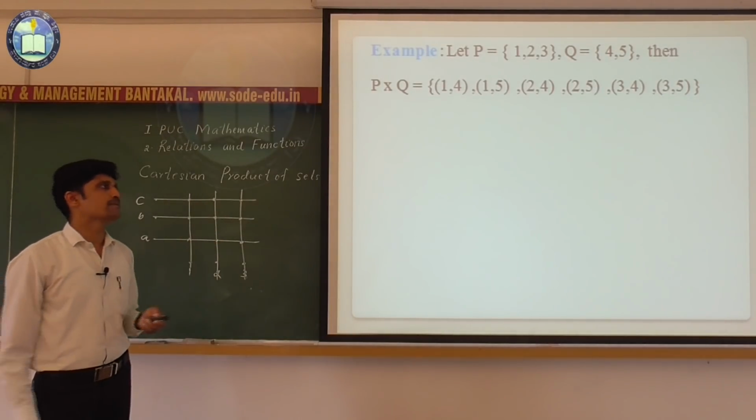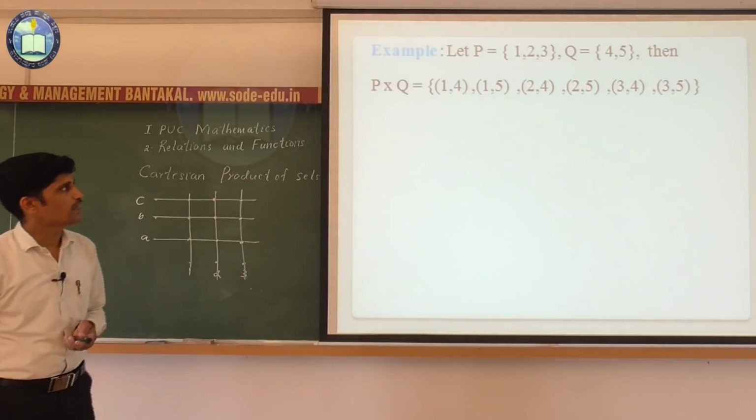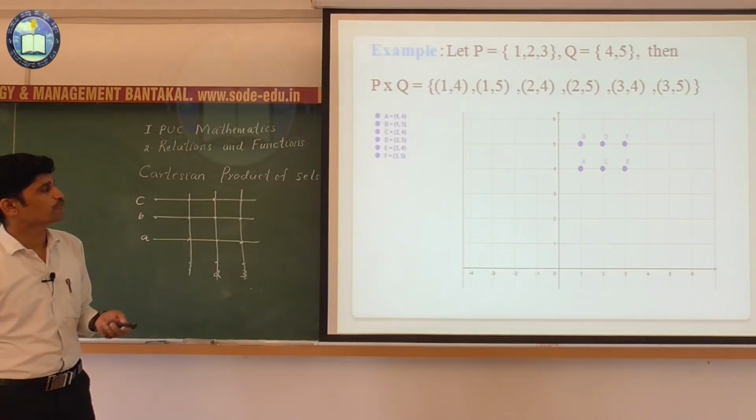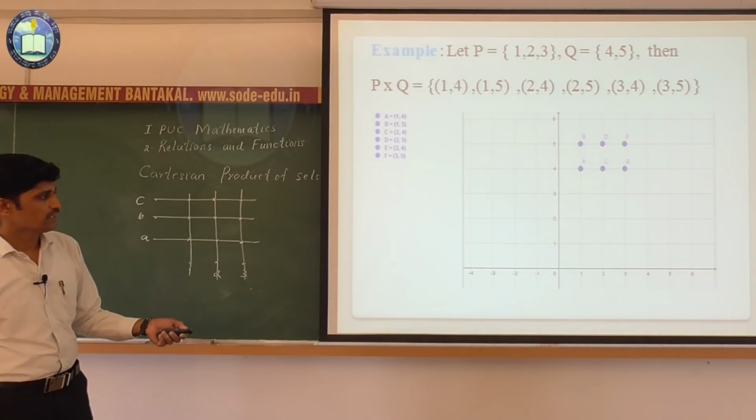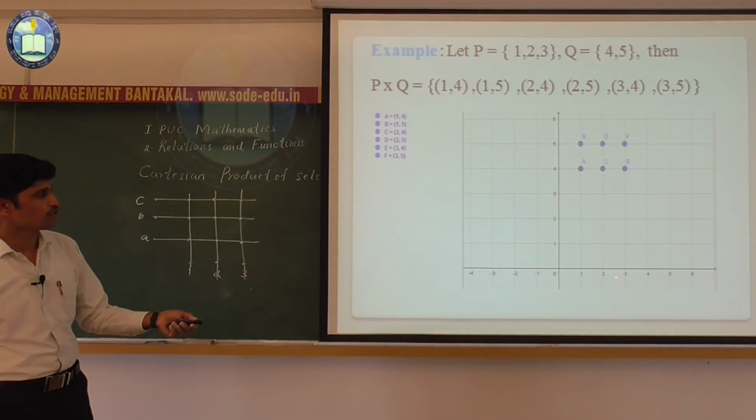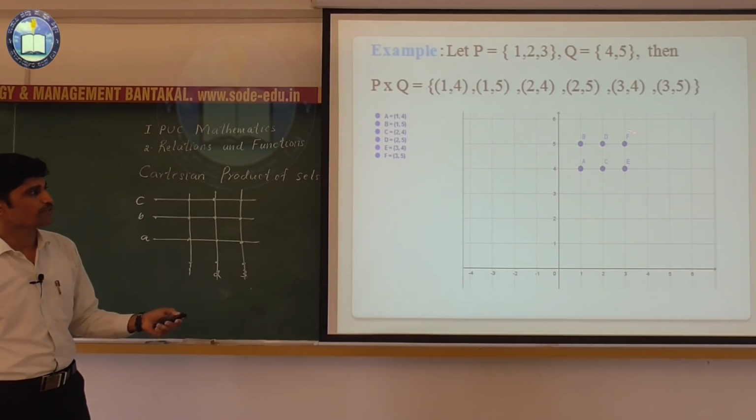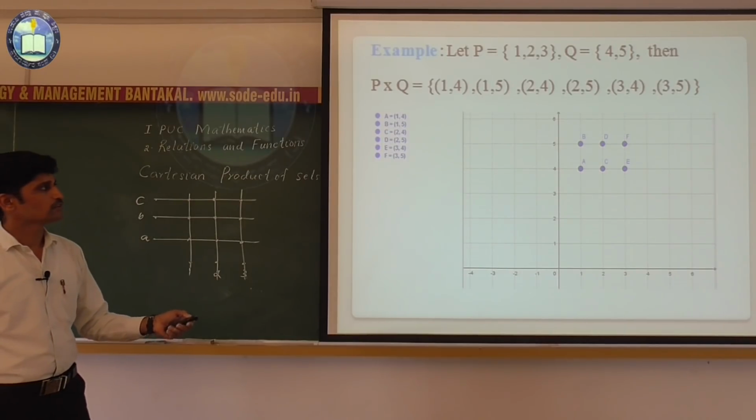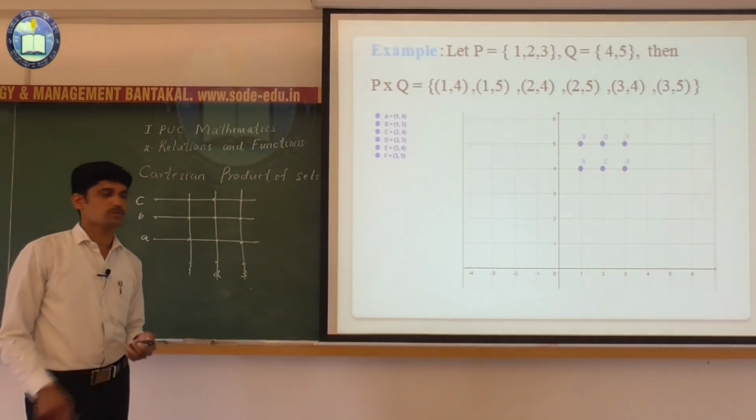If we take those elements of the set P on x-axis and elements of set Q on y-axis, then we can see the elements of P cross Q on the graph. Here 1, 2, 3 are the elements of set P and here 4 and 5 are the elements of set Q. Then A, B, C, D, E, F are the elements of P cross Q, which are the points of intersection of vertical lines and the horizontal line here. So that is the geometrical interpretation of cross product of two sets.